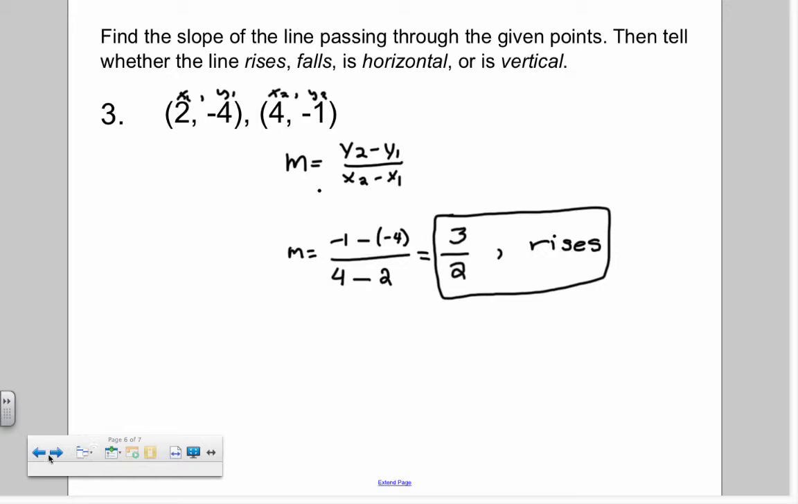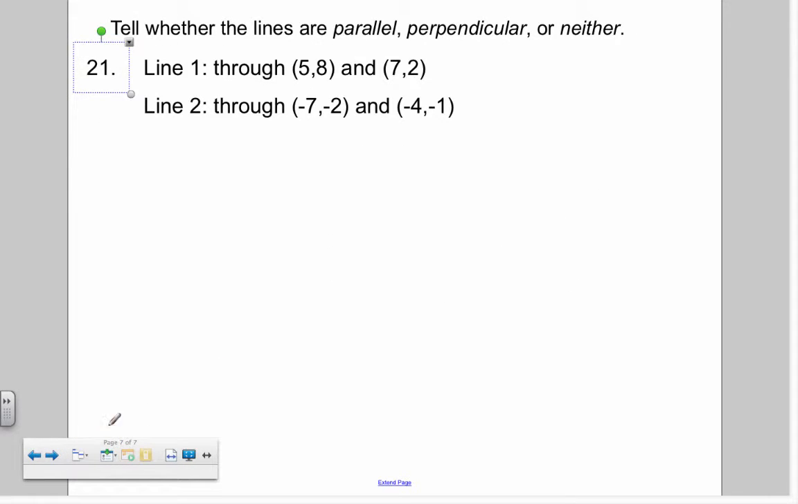Okay, next problem I will do is number 21. 21 says, tell whether the lines are parallel, perpendicular, or neither. So I have line 1, it goes through (5, 8) and (7, 2), and line 2 goes through (-7, -2) and (-4, -1). In order to do this, I need to know about parallel and perpendicular slopes, and what their properties are.